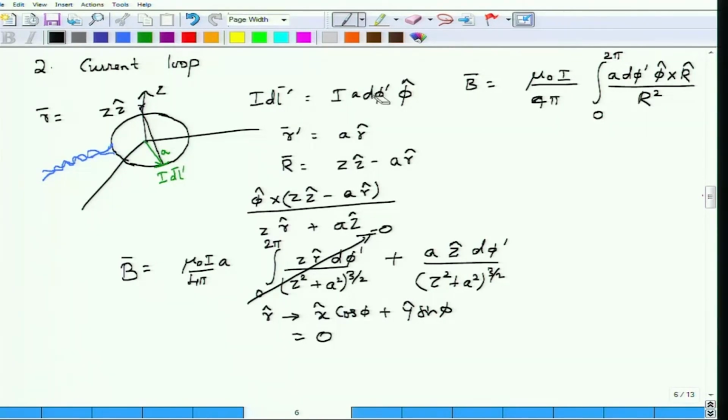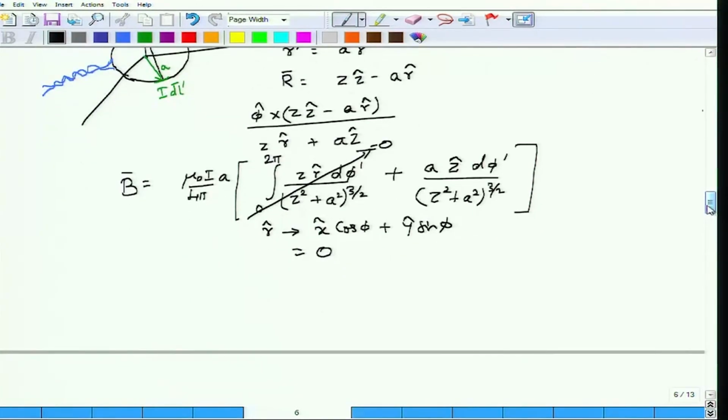Idl prime was Ia d phi prime along the phi axis, and the vector r directed from the source point to the field point had both components of z as well as r. Then you did this integrand and found that there are two integrals to consider. One integral involves the unit vector r, the other involves the unit vector z, with phi being the variable of integration.